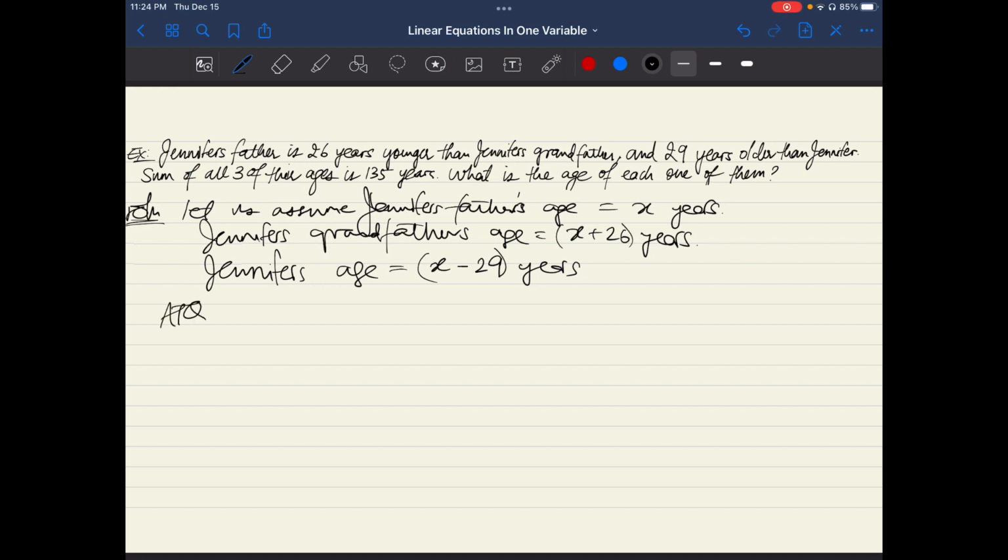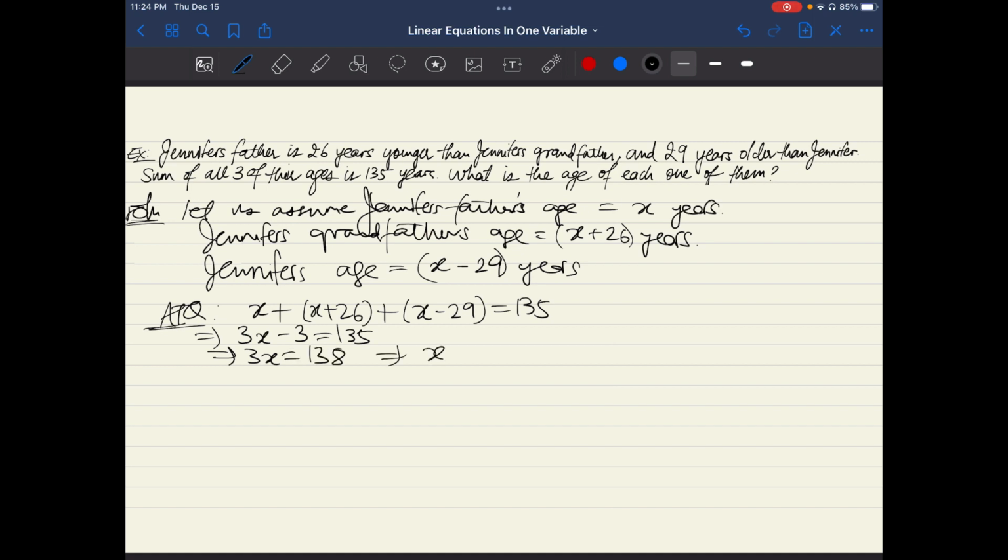Therefore, according to the question, our equation will look something like this. Sum of all three of their ages is 135 years, so x plus 26 plus x minus 29 is 135, which means 3x minus 3 equals 135, which means 3x is 138, which implies x is 138 over 3, which is 46. Therefore, the value of x is 46.